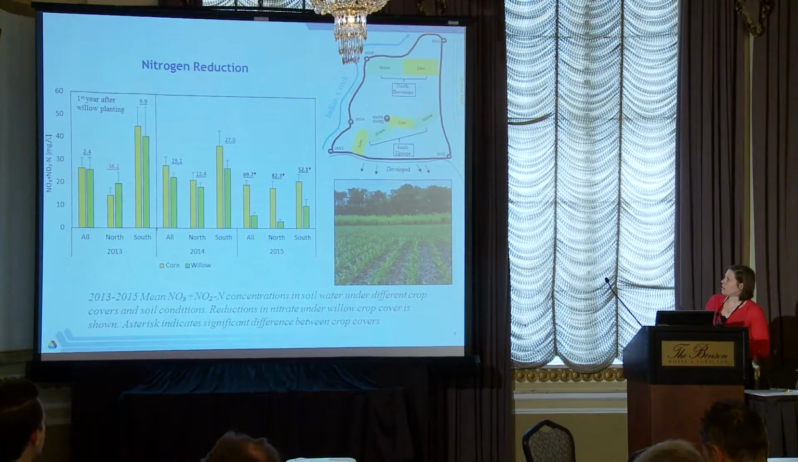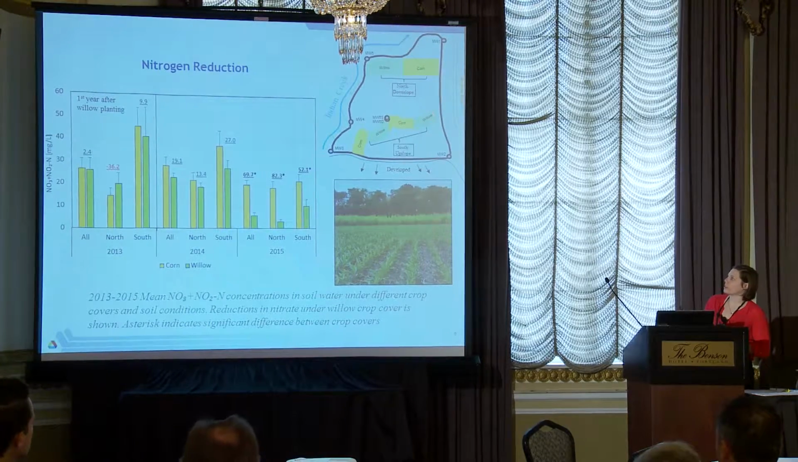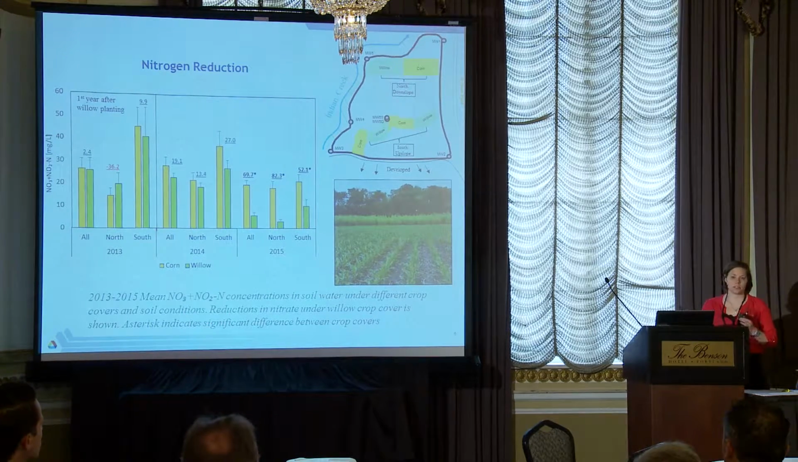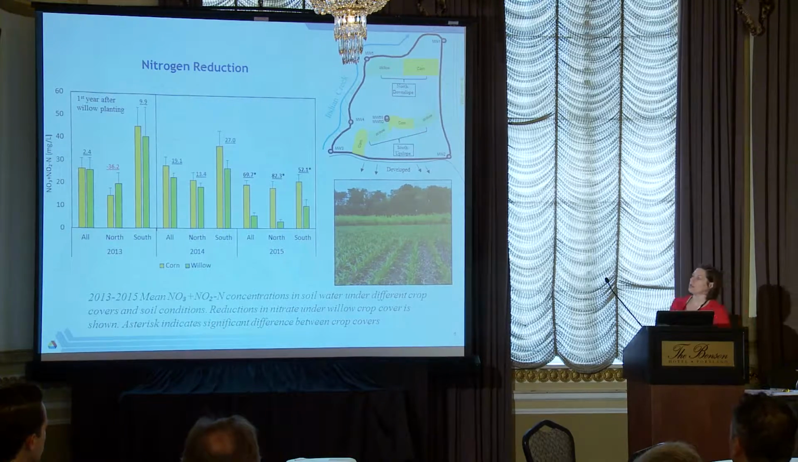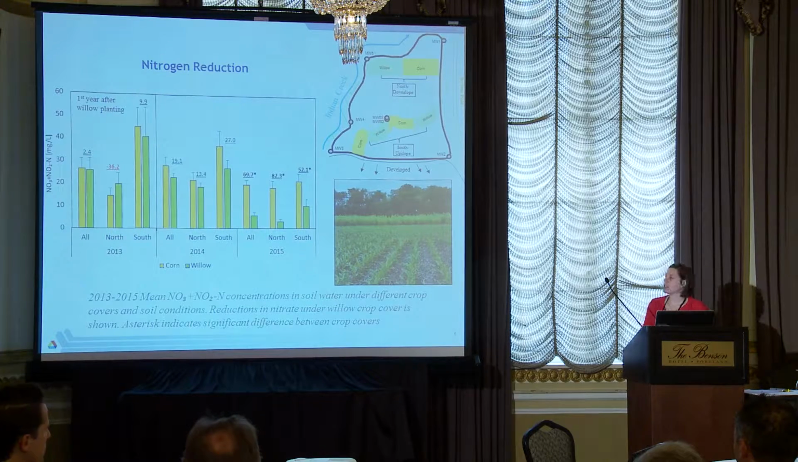So here, our north fields are our downslope. We added this as our control. This is in our floodplain area. And then our south upslope is our contour experimental plots. And so we see in 2015 there's a statistically significant reduction in nitrogen under willow compared to corn.